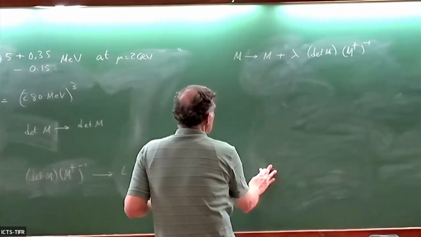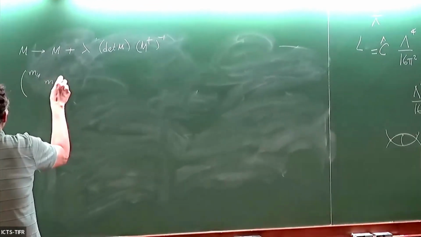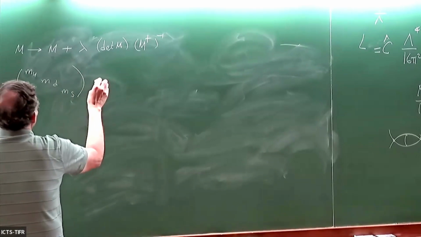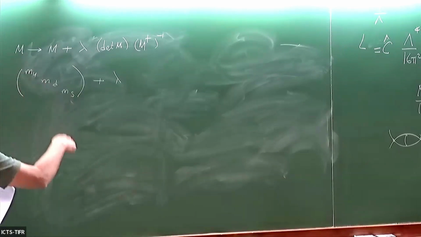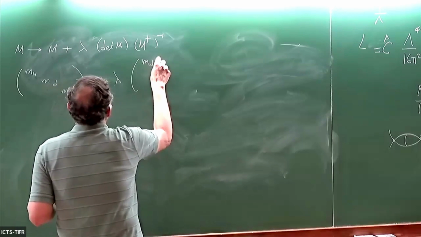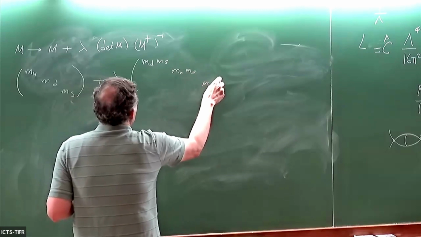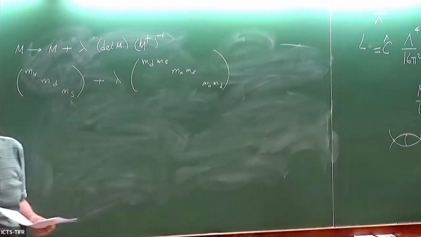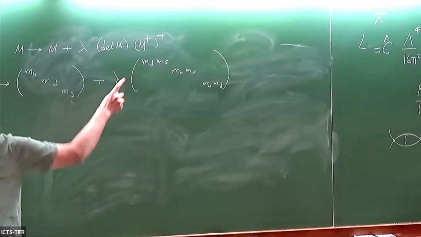Now if you look at the case where this mass matrix is mu, md, ms, then the determinant of M is mu times md times ms, and the inverse is just 1 over these. So in other words, this is md ms, mu ms, and mu md. So if you make this replacement everywhere, there's no chiral extraction of quark masses which can tell. So one person's mu, md, ms can turn into another person's linear combination like this.